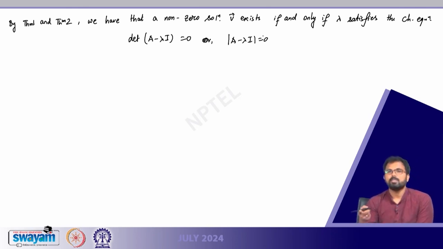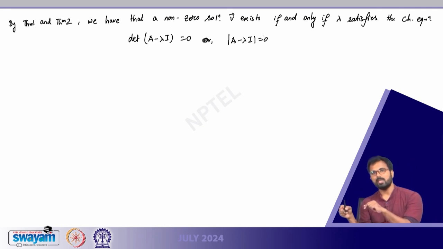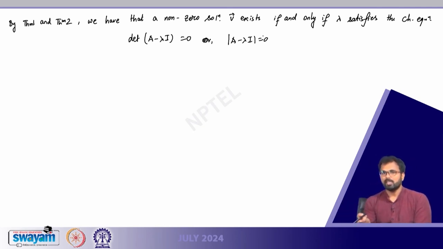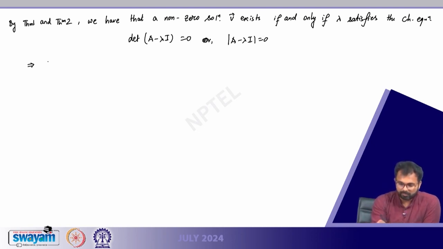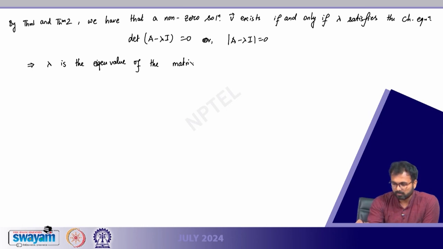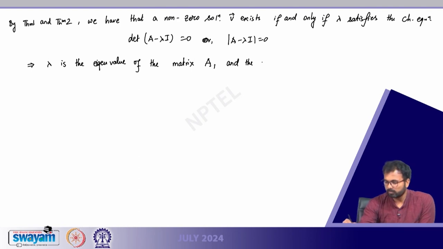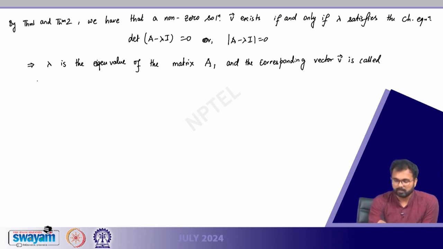So, basically, if you have this type of situation where the determinant of A minus lambda I is equal to 0, then lambda is called the eigenvalue of the matrix A. So, from here we can say that lambda is the eigenvalue, E-I-G-E-N, eigenvalue of the matrix A, right, and the corresponding vector V is called the eigenvector.